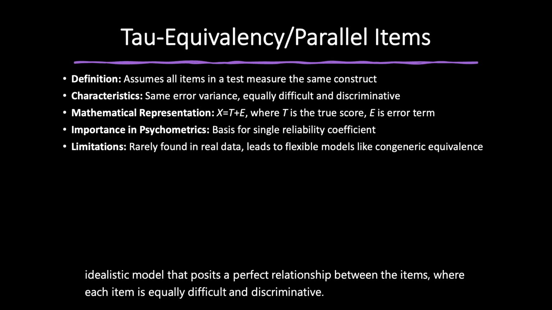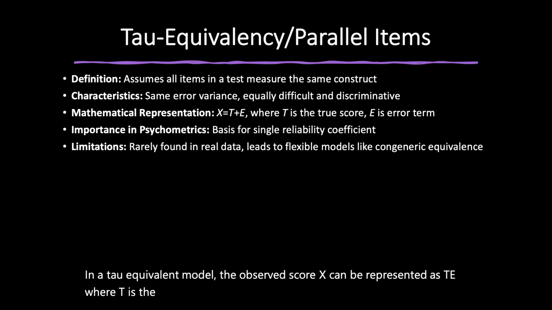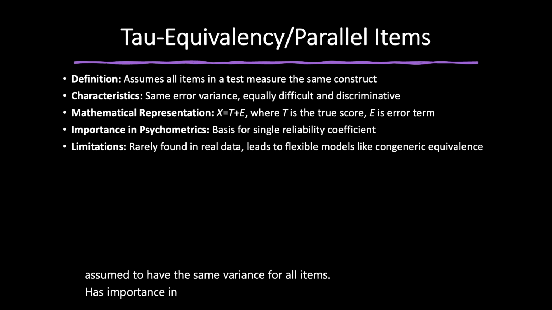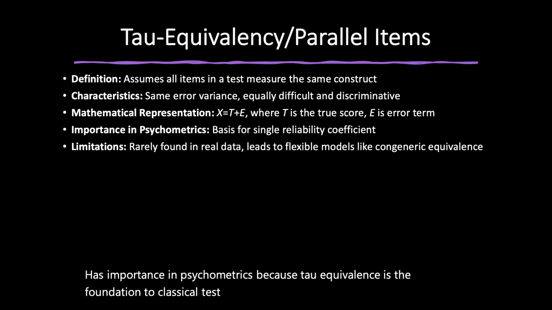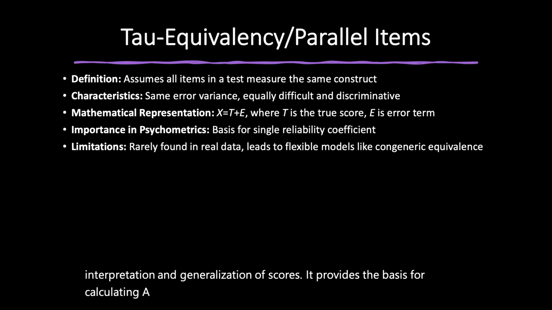In a tau equivalent model, the observed score X can be represented as T plus E, where T is the true score, common to all items, and E is the error term, assumed to have the same variance for all items. It has importance in psychometrics because tau equivalence is the foundation to classical test theory and has implications for the interpretation and generalization of scores. It provides the basis for calculating a single reliability coefficient for the test, which can be applied universally.